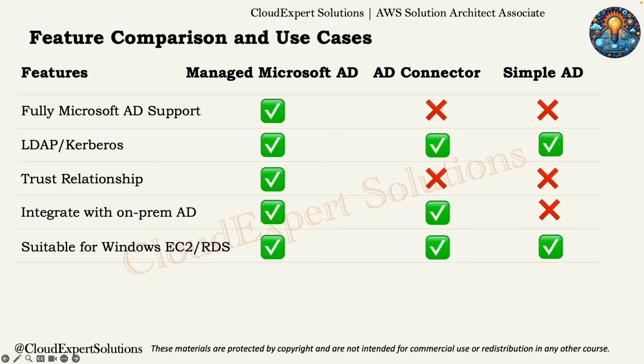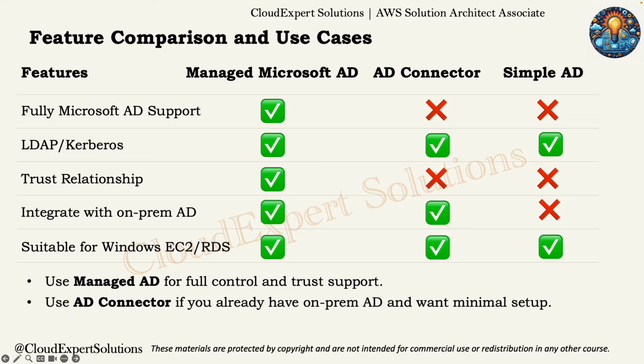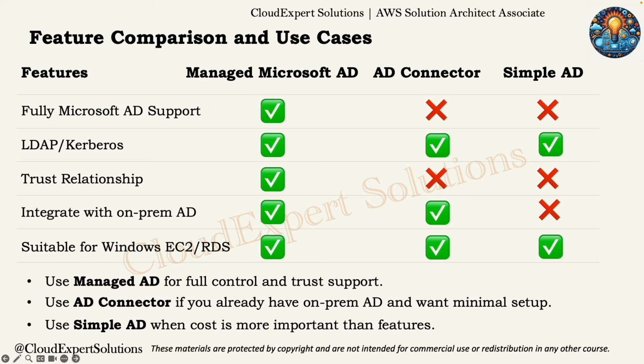If you are looking for Active Directory which is suitable for EC2 or RDS, then you can use all three options, because Simple AD basic version also provides Windows-based authentication. Now to summarize, you can use Managed AD for full control and trust relationship. You can use AD Connector if you already have on-premise Active Directory and want minimal setup. And on the other hand, you can use Simple AD when cost is more important than features.